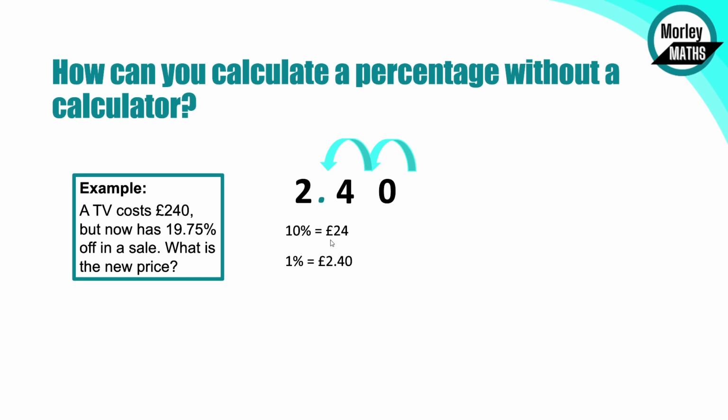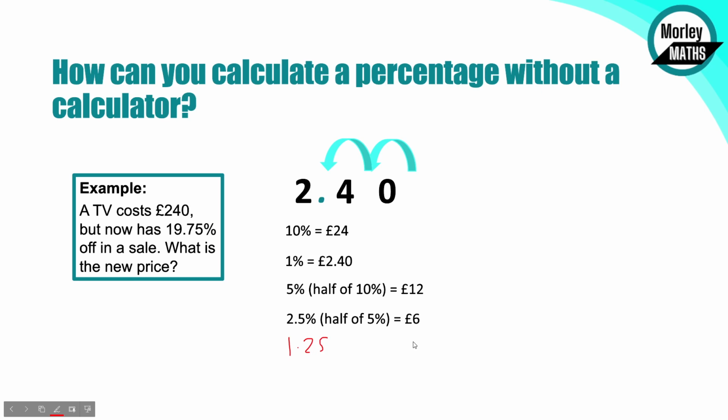Now we can work out other values if we halve the 10%, or you can halve 50% if you needed a bigger percentage, but here we can just halve the 10% to get 5%. So that'd be £12. We can halve it again to get 2.5%, which would be £6. Now we do need to halve that again to get 1.25%, which will give us £3. Now if we add all those together, that will give us our 19.75%.